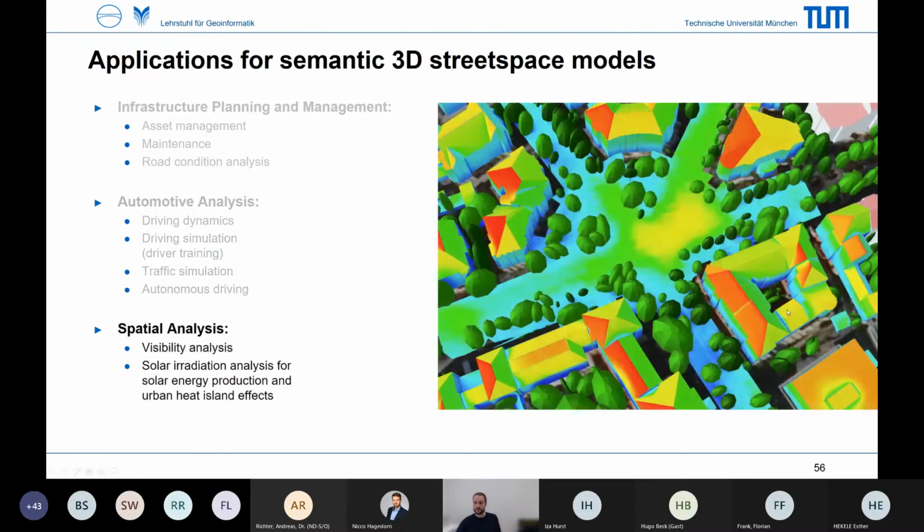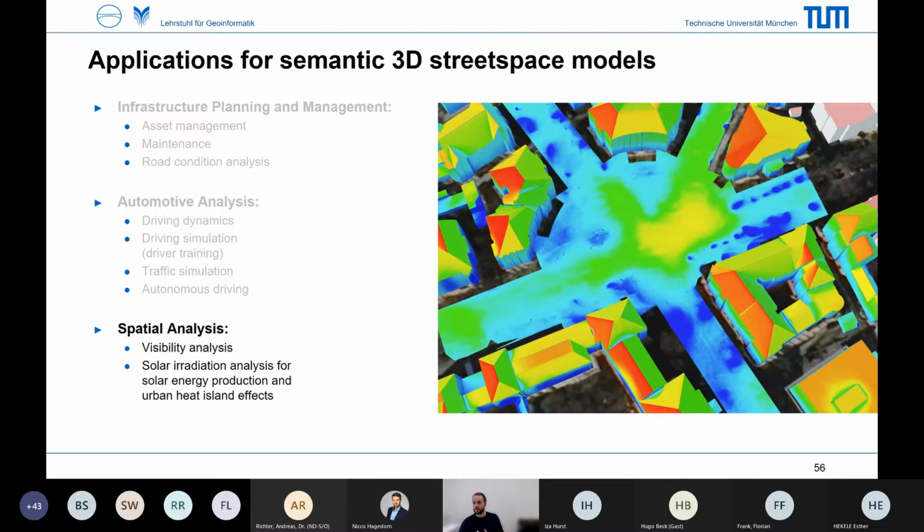Another aerial representation here you can see is a solar potential, or rather a local heat island simulation we did. So in combination with CityGML building objects and CityGML vegetation objects, there's a tool which allows you to simulate basically the sun and the irradiation of the sun over the course of a year, for example. And so you could directly see effects of, for example, vegetation in a certain area on solar irradiation.